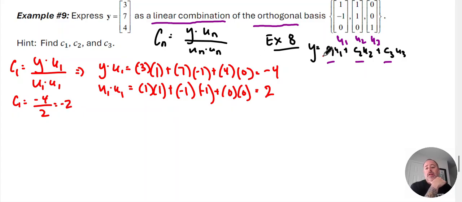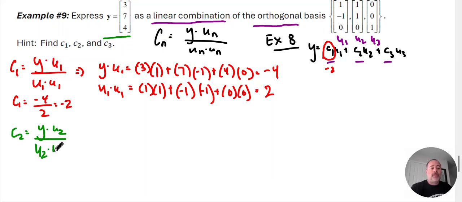So we can already say that when we do our problem here, c sub 1 is going to be equal to negative 2. And that's all we have to do, guys. We just have to do this 2 more times, where we now look at c sub 2. Well, c sub 2 is going to be y, because this is what we're expressing as a linear combination, dotted with u sub 2, and then u sub 2 dotted with itself. So y dot u sub 2.